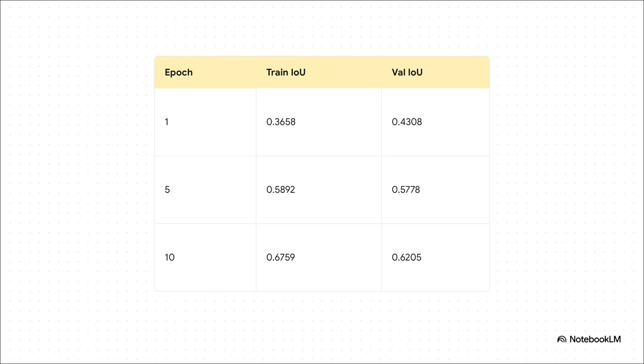All right, this table basically shows the model going to school. Don't worry about all the numbers, just look at that last column, val IOU. Now, IOU is just a fancy term for how accurate the box is. It means intersection over union. Basically, how much does the AI's box overlap with the perfect box? And look what happens. After one training round, it's at about 43%. But by round 10, it's over 62%. You can literally watch it getting smarter.